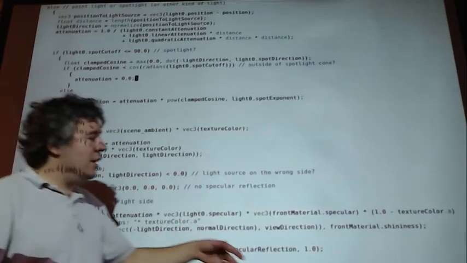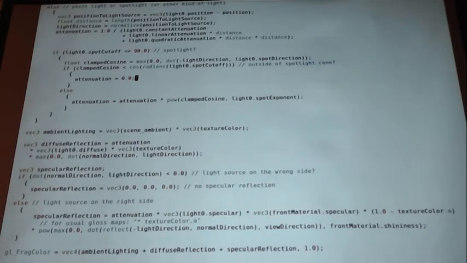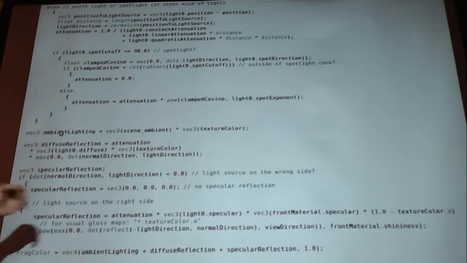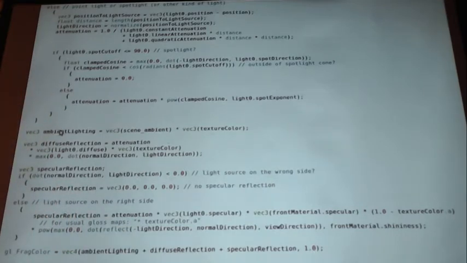And then it's got to be a vec4, so the 1 down there is just setting transparency of this particular fragment. Okay, so in order to do that, that's all we need. We need ambient, diffuse, and specular colors. So the ambient is from right up here. We're saying vec3 ambient lighting is the scene ambient times the color. In this case, the texture color.